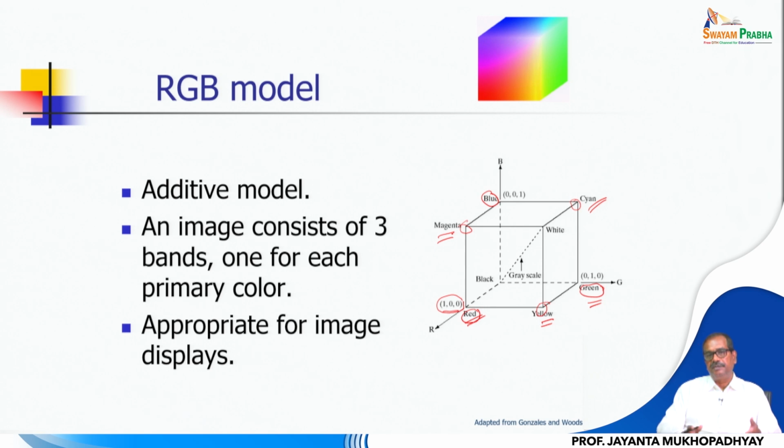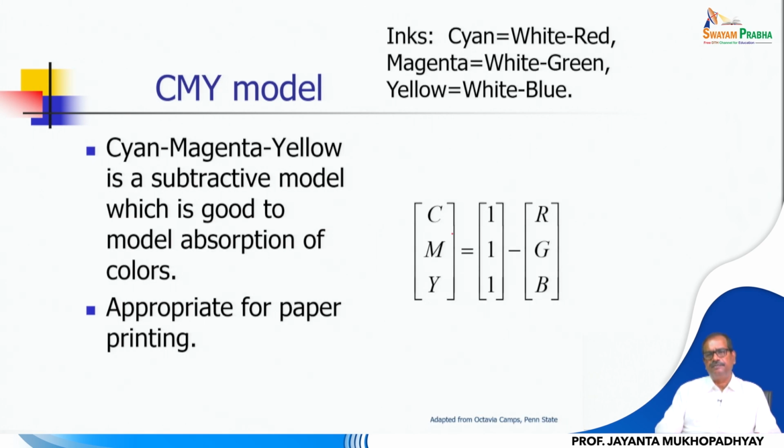Actually, we consider them opponent colors, because if I superimpose green and magenta, it would give me white. If I superimpose red and cyan, it would give me white. If I superimpose blue and yellow, it will also give me white. So they are called complementary colors. So there is another space, the complementary color space of RGB space, which is called the CMY space or CMY model.